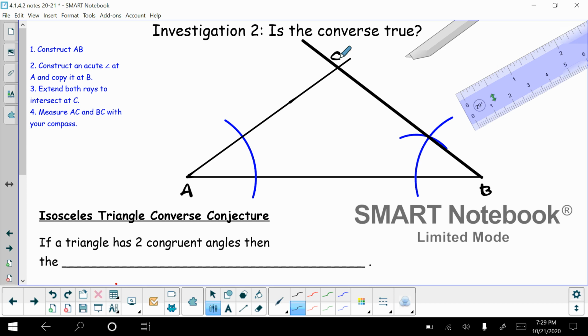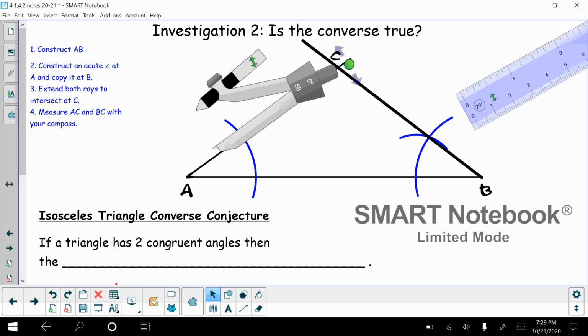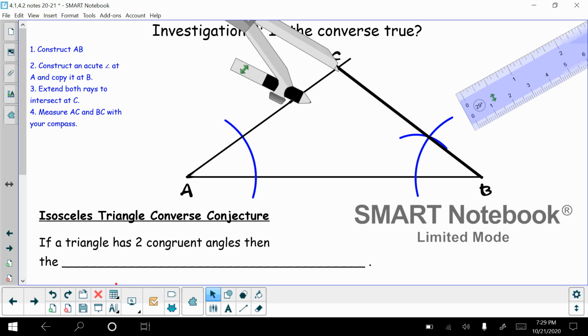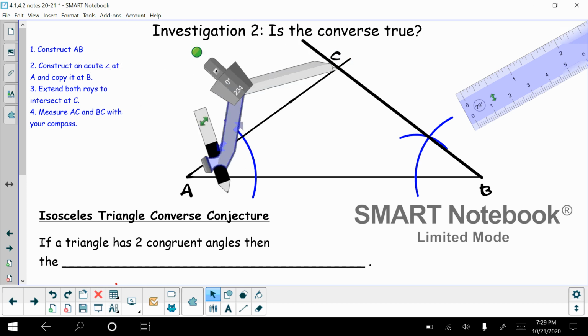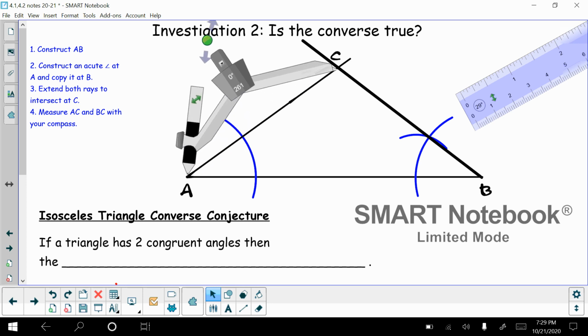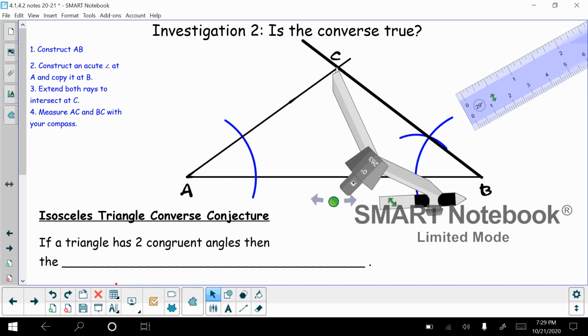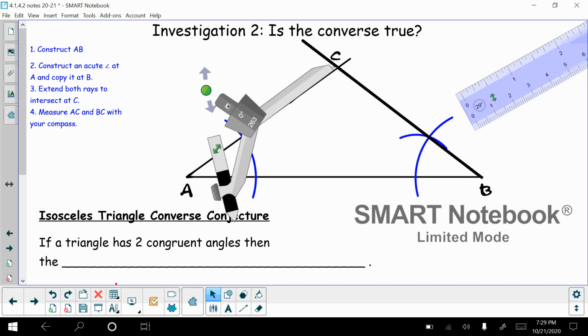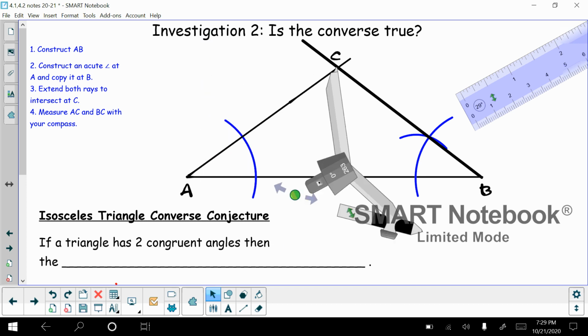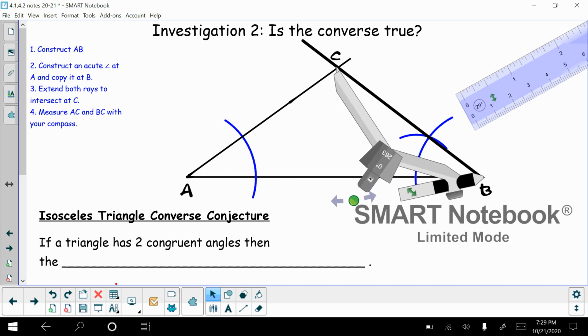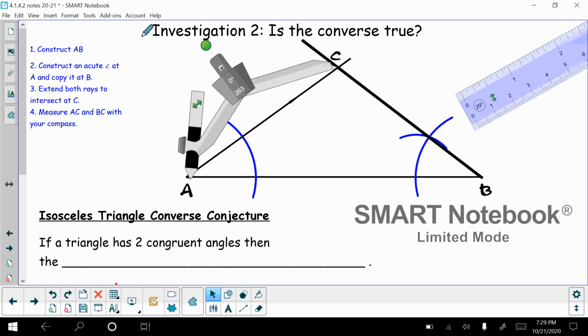And it says measure AC and BC with your compass. So now we want to get our compass, and it's easy if you place it at C and you get the width to A, or to AC, like that. So make sure you're right on the intersection. Make sure you're right there at A. And then it says compare it to BC. So I'm going to swing my compass around over here. What do you know? AC is the exact measure as BC. Okay, so those two sides are equal.